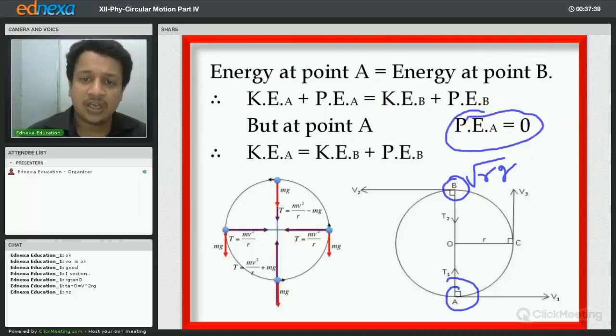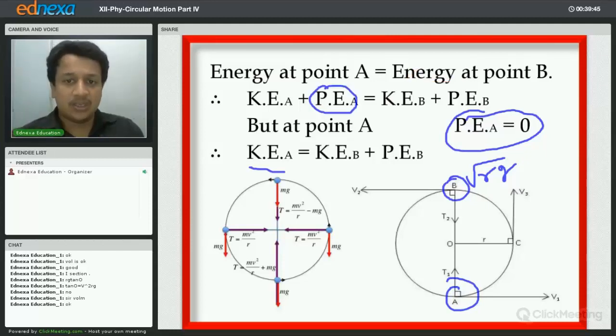Potential energy at point A is 0. You may ask me, sir, how? See, simple thing. What is the formula of potential energy? Yes, right. Formula for potential energy is mgh. Over here at point A, height is how much? 0. So when height is 0, obviously potential energy is 0. Potential energy at point A is 0.